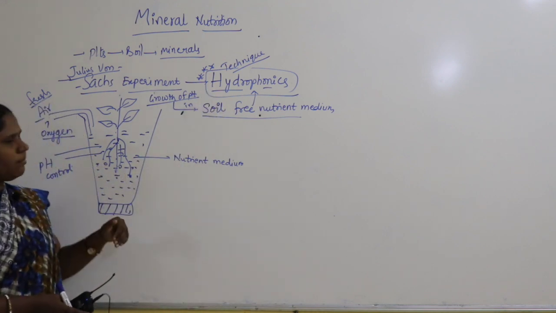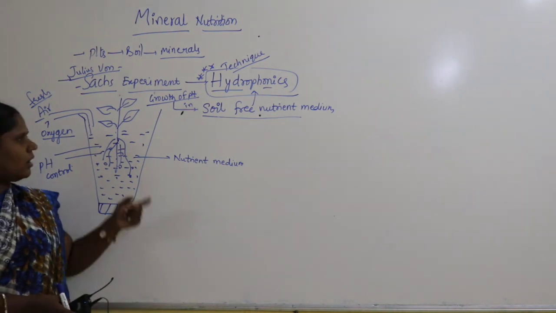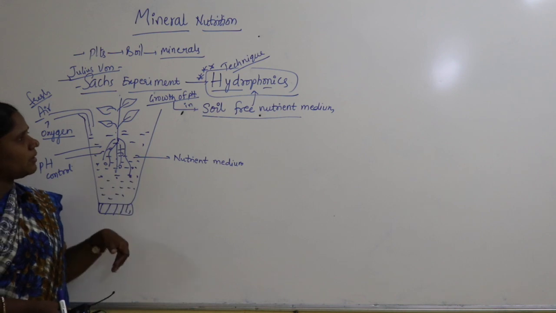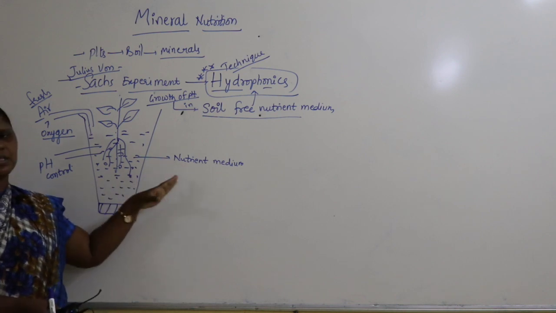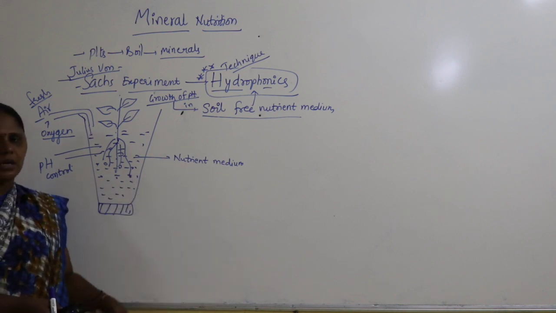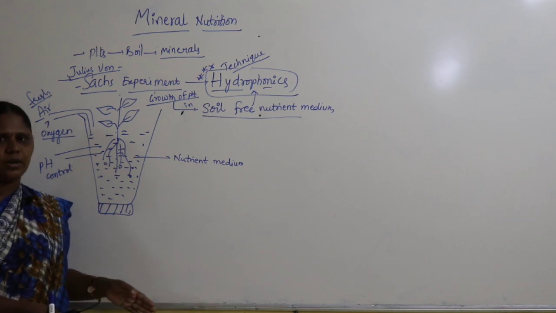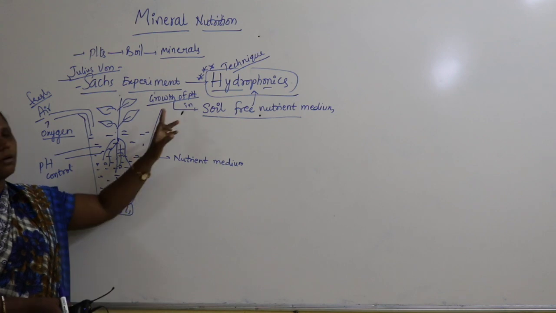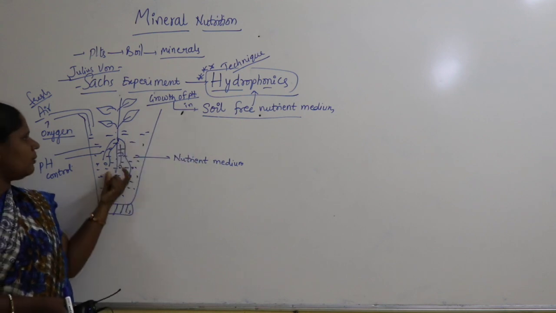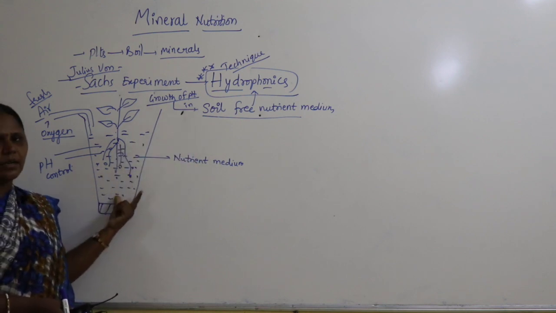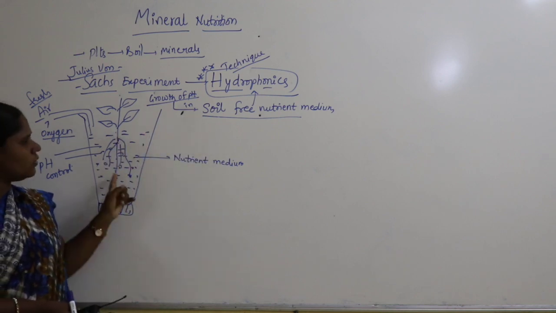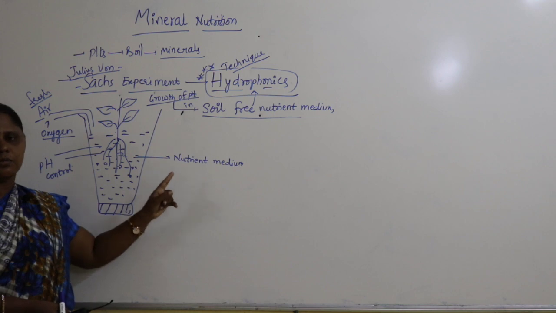When they dipped the plant, it lived for a few days. After that there was wilting and the plant completely died. They repeated the experiment with several sets of different types of plants. Some are hydrophytes, some are mesophytes, and some are xerophytes, and finally they succeeded in developing the technique called hydroponics. So they came to know that for some plants soil is not necessary, and it is possible to grow them only in nutrient media.